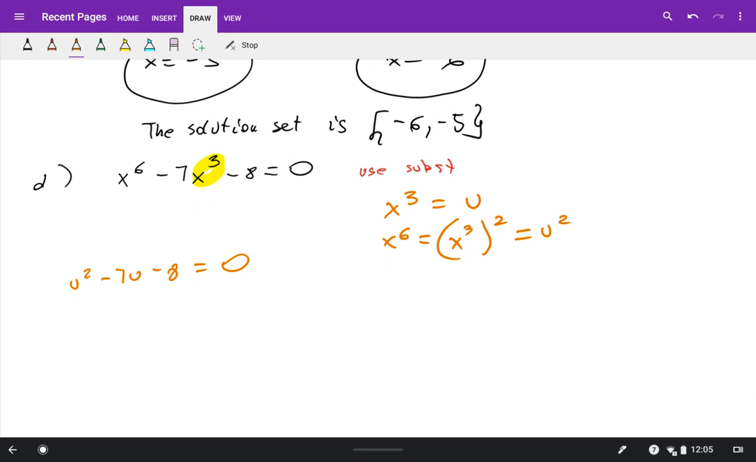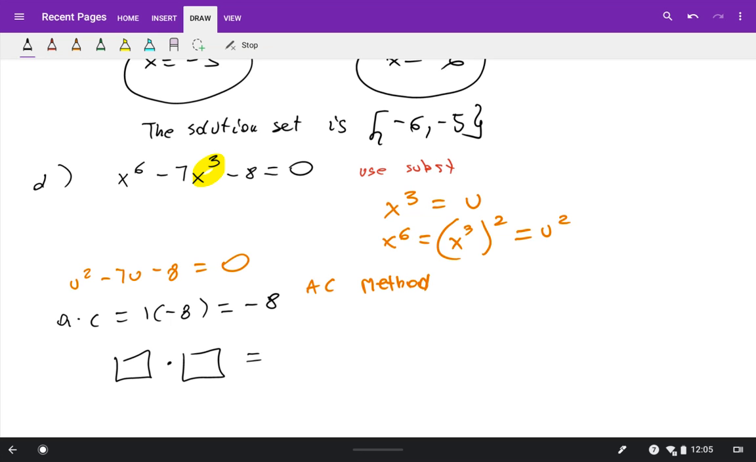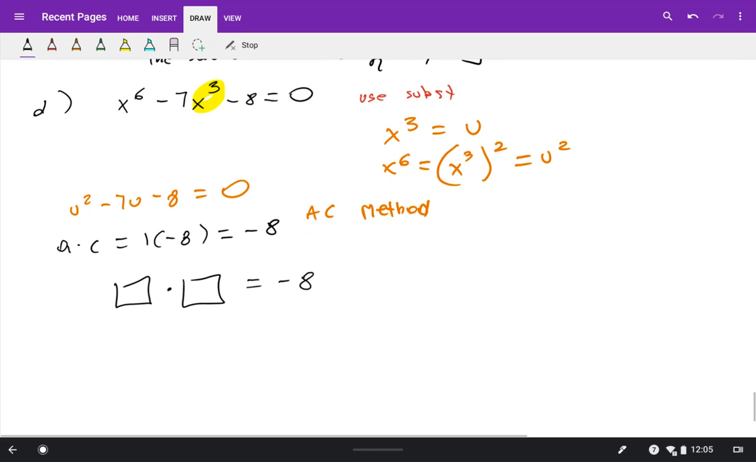And here you can factor, solve it with the AC method, it's faster. So again, AC is equal to 1 times negative 8, which is negative 8. Find two integers which by multiplication equal negative 8, and the same two integers by addition equal b, which is negative 7. So this is AC, this is b. So negative 8 and positive 1 will work.